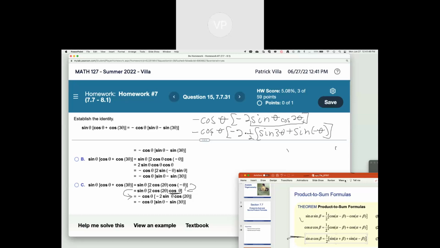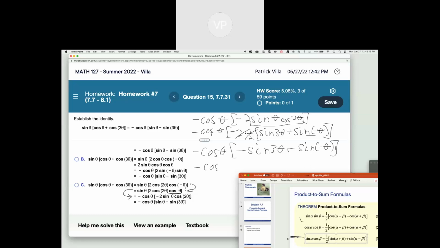Questions? Now, I'm trying not to write too much because I just want to simplify everything. I'm trying to simplify the way they did. It's not exactly the way I would do it, but it's getting there. So we have a minus, the 1/2 and the 2 cancel. So we have a minus sine of 3 theta minus sine of minus theta. Okay, that's me distributing the negative throughout both pieces.